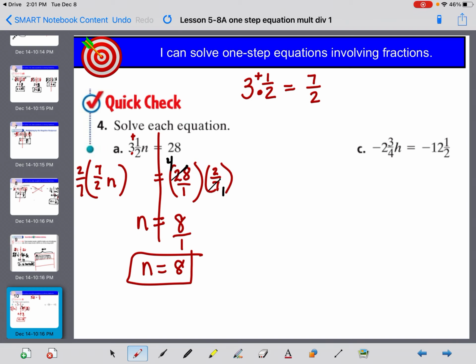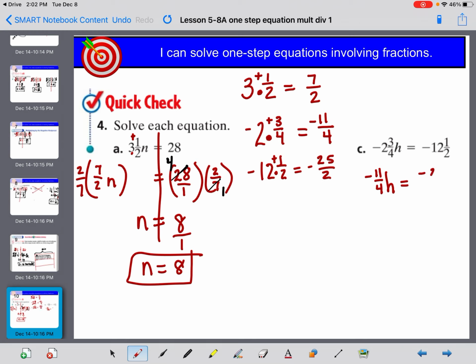Okay, the next one. I need to convert negative 2 and 3/4. So negative 2 and 3/4 equals, I take 4 times 2 is 8. 8 plus 3 is 11. And I keep the denominator: negative 11 fourths. Negative 11 fourths times h equals, now I have to do it again, 12 and 1/2. So 2 times 12 is 24, plus 1 is 25, so negative 25 halves.